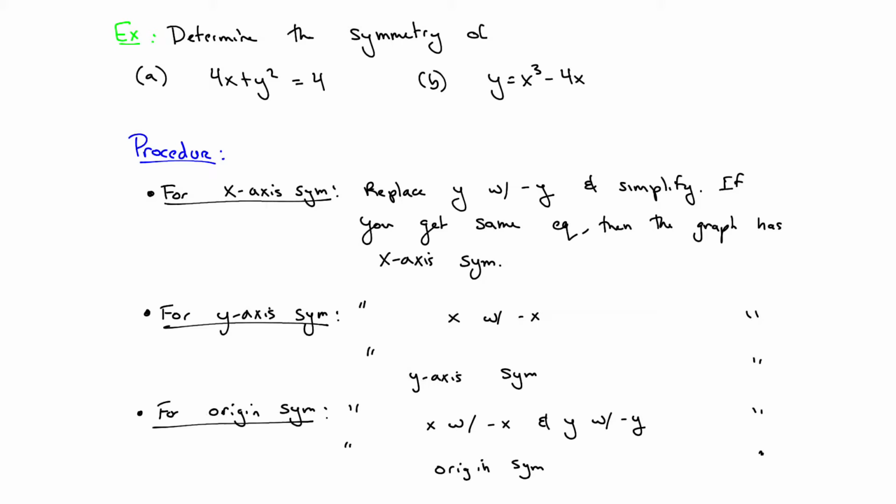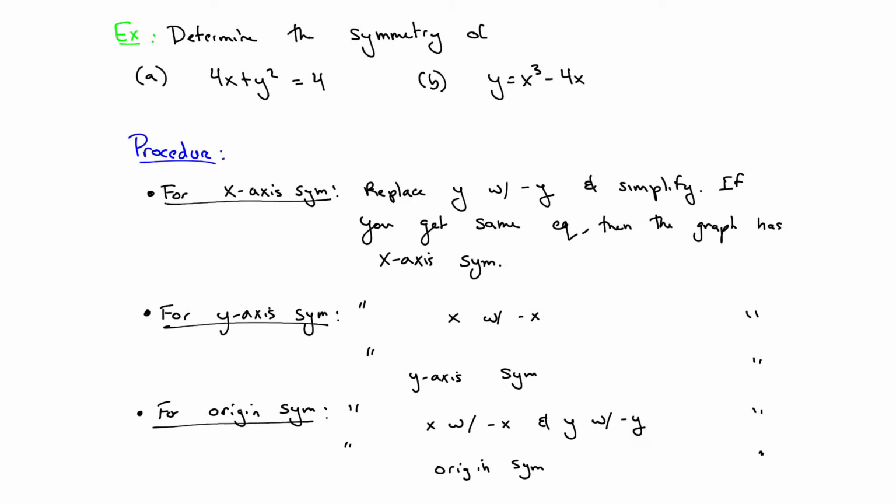Now, why does this work? Well, once again, if we go back to the definition, x-axis symmetry is if (x, y) is on the graph, then so is (x, negative y). Which means that (x, y) is a point on the graph, so that solves the equation. And since (x, negative y) is also on the graph, (x, negative y) also solves the equation. So it should make a true statement.